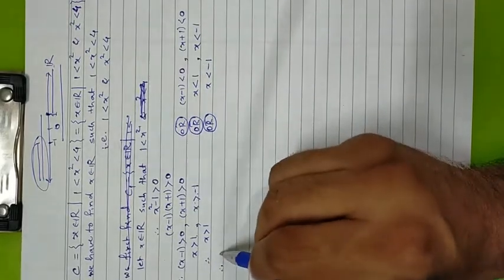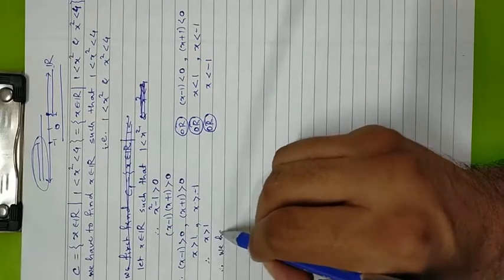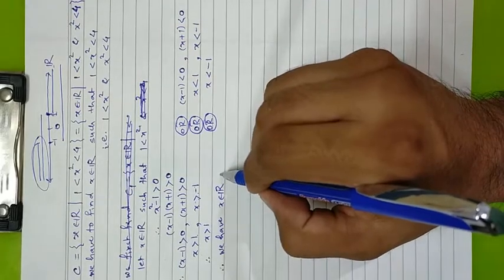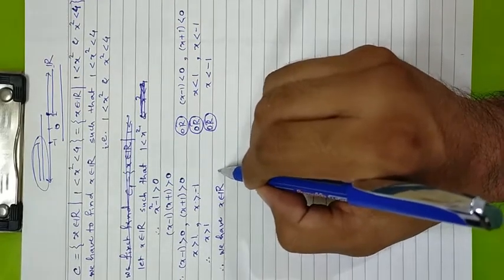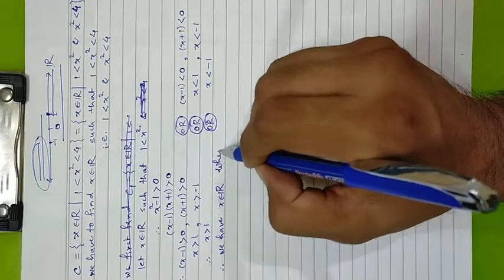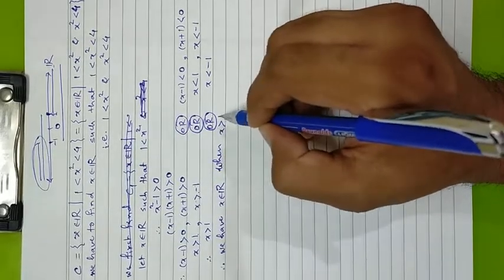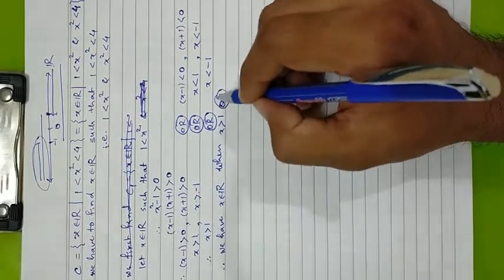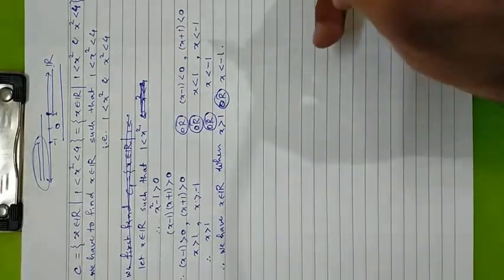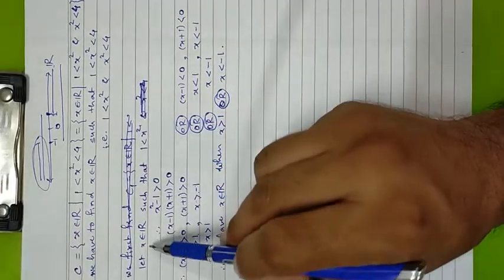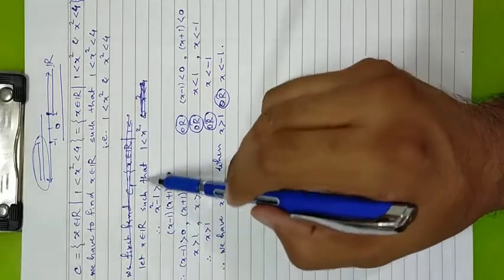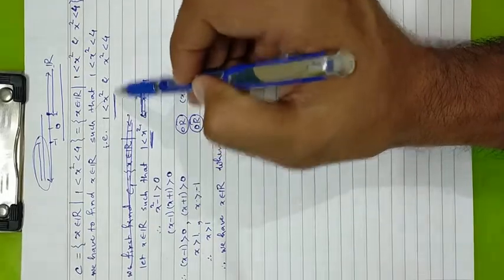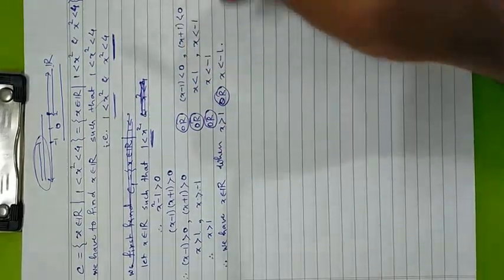Therefore what we get? We have real number x in R when x is greater than 1 or, sorry, x is less than minus 1, right? This is for one condition, when x is a real number satisfying half of the condition of set C. Now we have to see the second half condition.